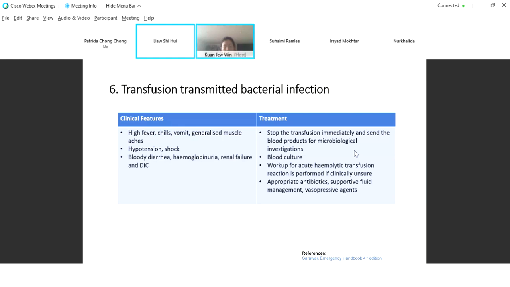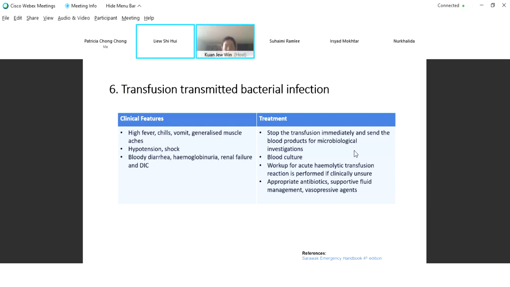So the organism most frequently isolated in platelet concentrate, for example, is Staphylococcus epidermidis, and the bacteria can grow rapidly in platelet concentrate stored between 20 to 22 degrees Celsius. And for red cell concentrate, for example, it is Yersinia enterocolitica. It will grow at 4 degrees Celsius. However, it does not cause hemolysis of the red cells, but it produces a very powerful endotoxin.